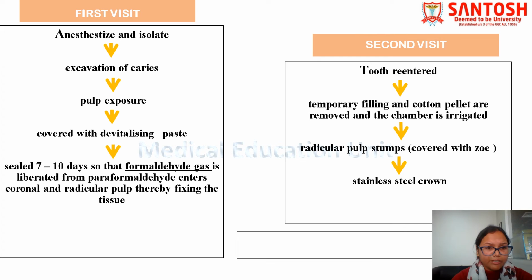It will be sealed for 7 to 10 days so that the formaldehyde gas is liberated from the paraformaldehyde and it enters into the coronal and radicular pulp, thereby fixing the tissue. Second visit, after 7 to 10 days, the tooth will be re-entered, temporary filling and the cotton pellet are removed and the chamber is irrigated. Now there will be radicular pulp stumps which will be dark brown or black in color. So now a thick creamy mix of zinc oxide eugenol will be placed over that, followed by stainless steel crown.